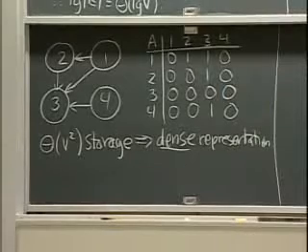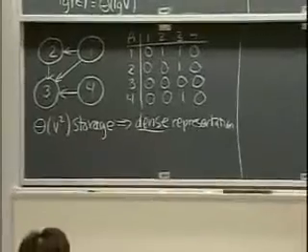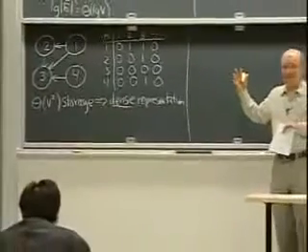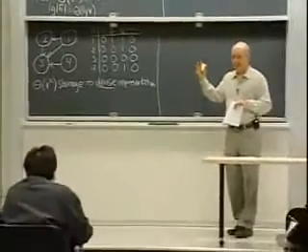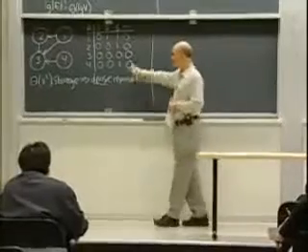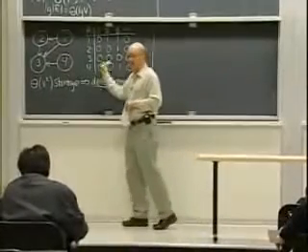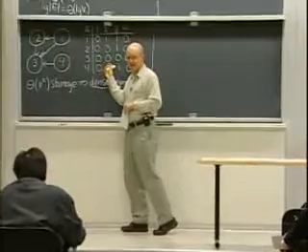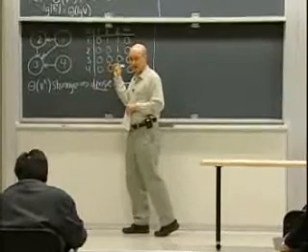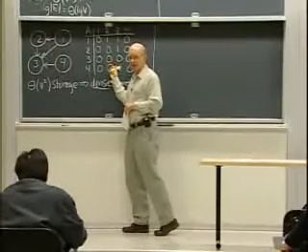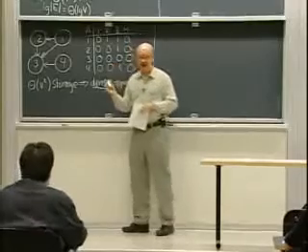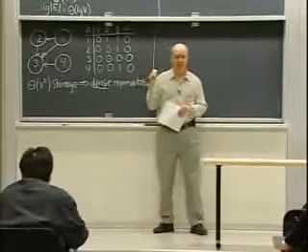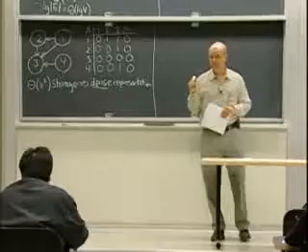So the graph is dense if the number of edges is close to all of the edges possible. Then this is a good representation. But for many types of graphs, the number of edges is much less than the possible number of edges, in which case we say the graph is sparse. Can somebody give me an example of a sparse graph?